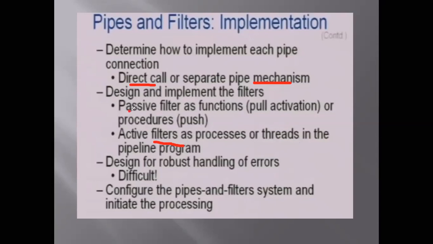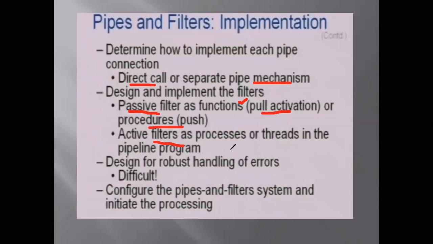But the passive filter will be implemented whenever it is called, and it will not usually have its own thread of control. The pull activation is usually implemented with the help of functions, and push is usually implemented through the help of procedures.